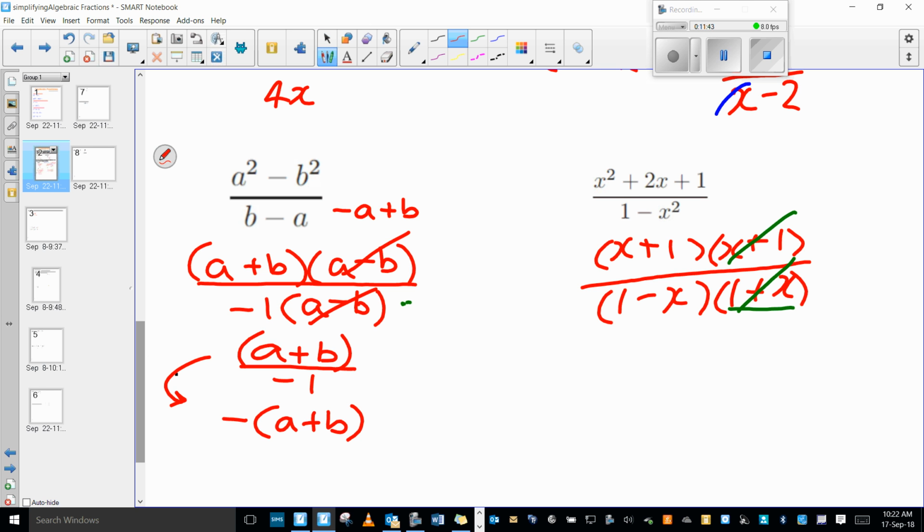Okay, so now I don't need to write my brackets, so I've got x plus 1 on the top, and 1 subtract x on the bottom. Done. Oh, look at this.